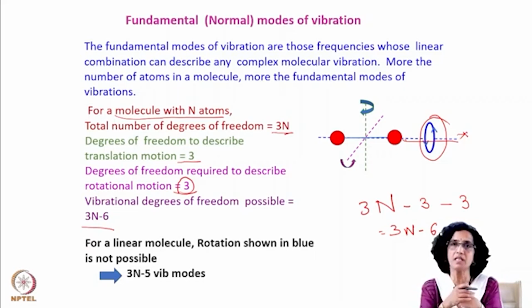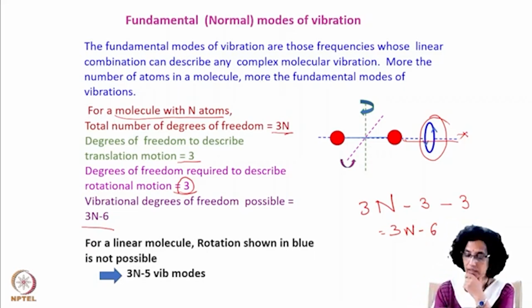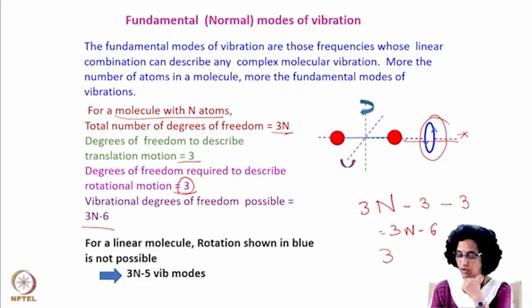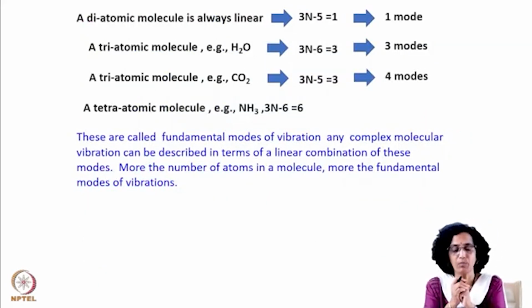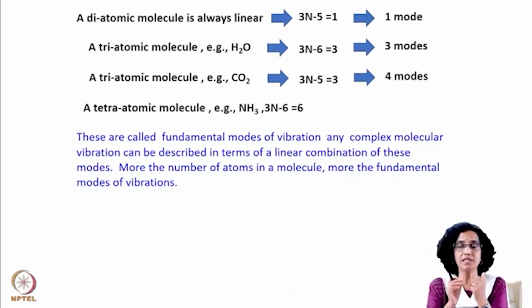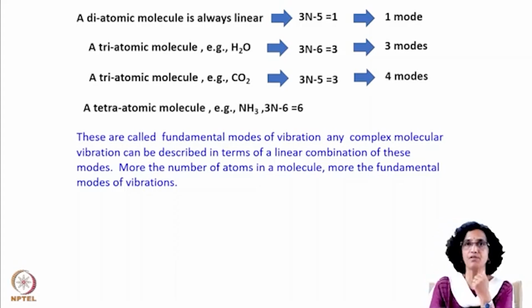It cannot be considered rotational motion, and therefore for a linear molecule the number of degrees of vibrational freedom is 3n minus 5. So when we say diatomic molecule, it is always linear. We were considering the nitrogen molecule. Nitrogen is a homonuclear diatomic molecule.